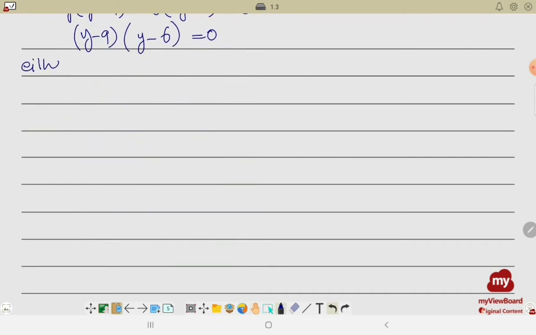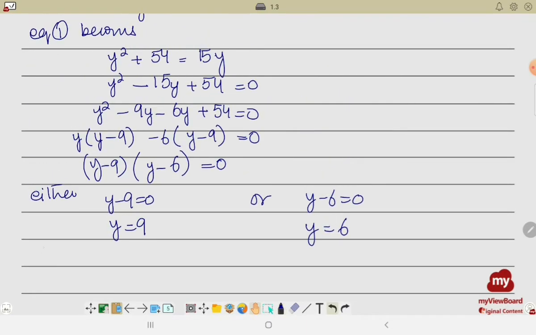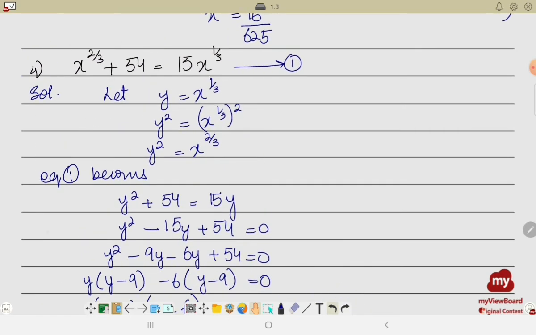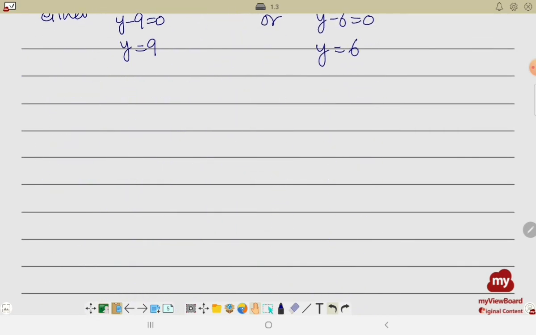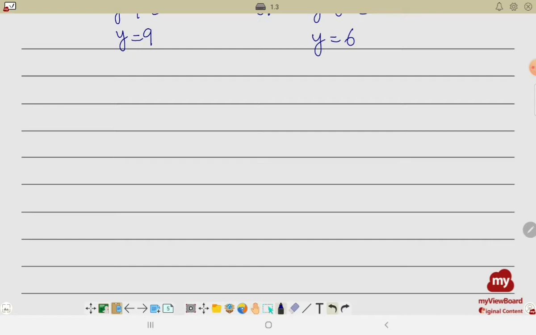So either y minus 9 equals 0 or y minus 6 equals 0. So y is equal to 9 and y is equal to 6. But we need to find the value of x, so we'll substitute back what we supposed earlier. Instead of y we supposed x raised to power 1 by 3, so we have to give the back substitution. Now instead of y we'll write x raised to power 1 by 3 equals 9, and here also x raised to power 1 by 3 equals 6.